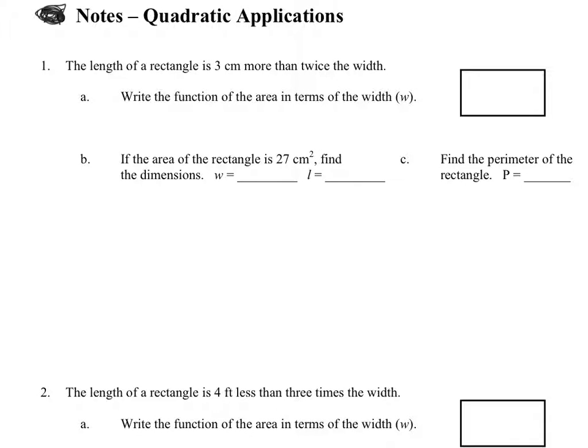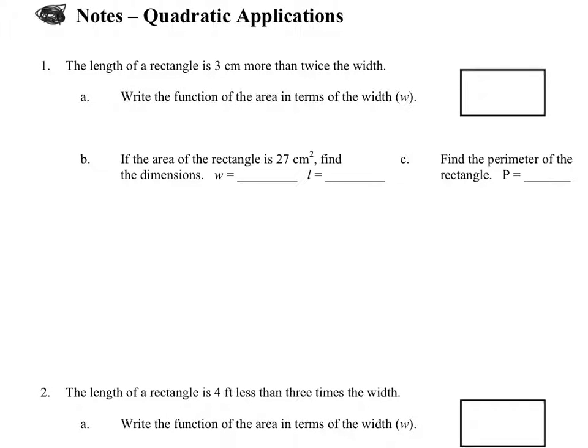Okay, so for today's notes on quadratic applications, this is 7.7. We've been given for number 1 a rectangle here, and it says that the length of the rectangle is 3 more than twice the width. Okay, so we can actually translate this into an equation.